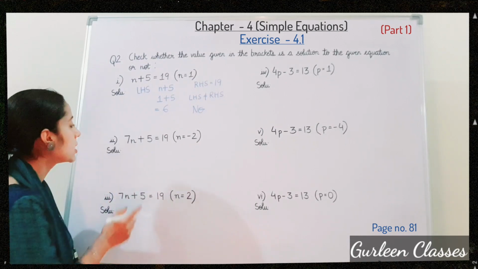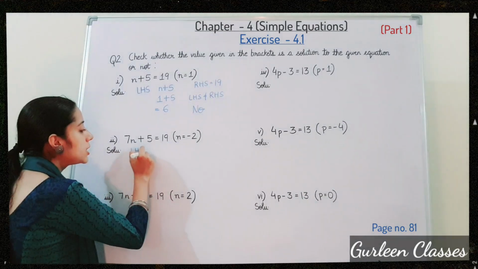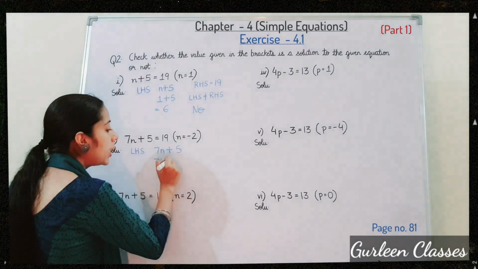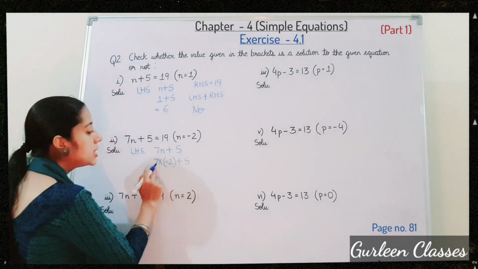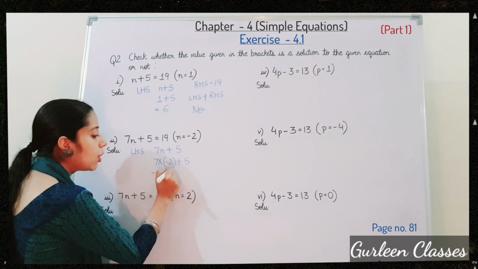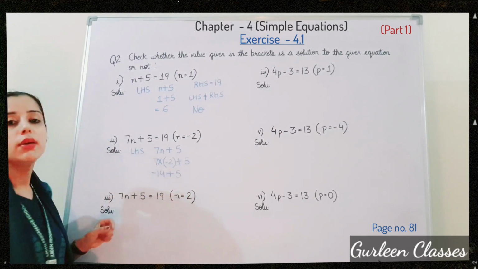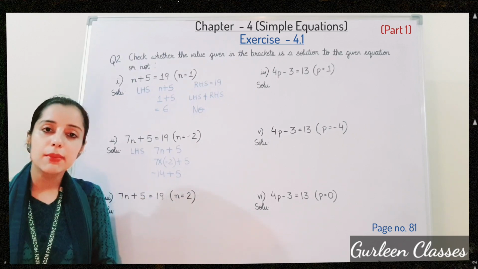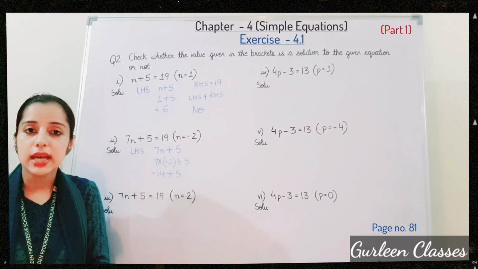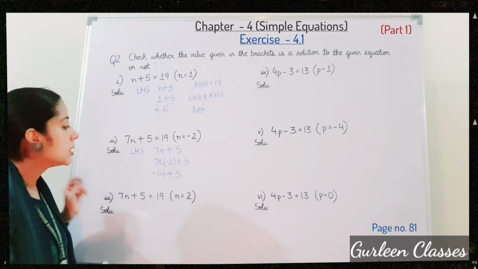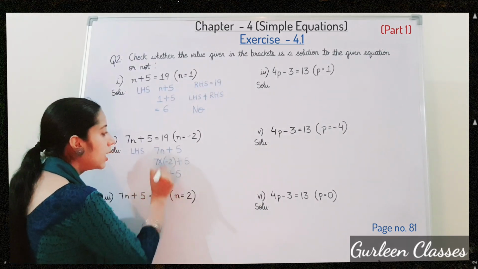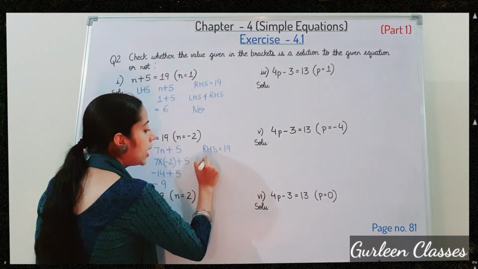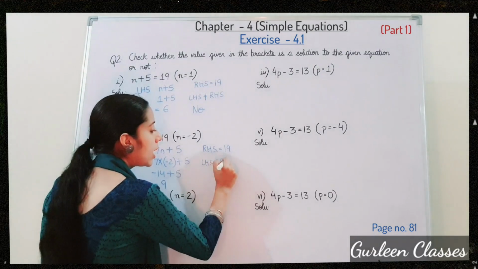Second part, 7n plus 5 is equal to 19 and the value of n here is minus 2. So let us solve LHS. What is LHS here? 7n plus 5. 7 into minus 2 plus 5. 7 2s are 14. It will be minus 14 plus 5. Students, here we will use the concept of integers. Plus minus minus. And the greater number is 14. 14 has minus sign. So answer will be in minus. So it will be minus 9. And what is RHS? RHS is 19. So right here LHS is not equal to RHS.